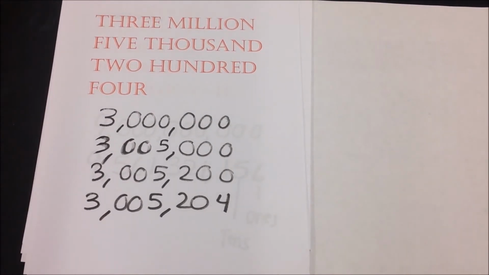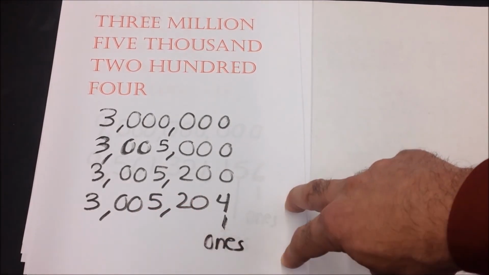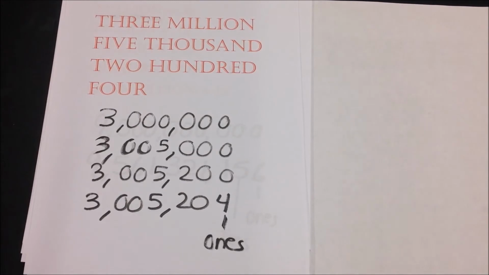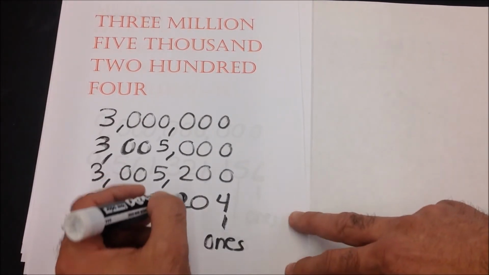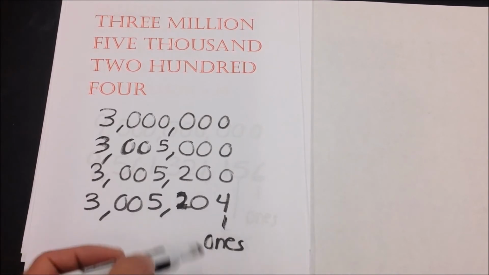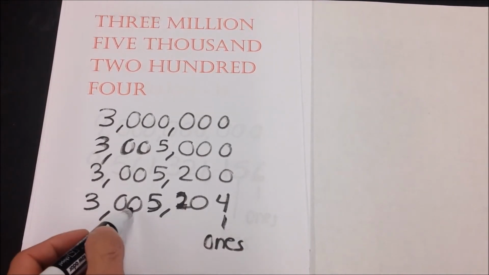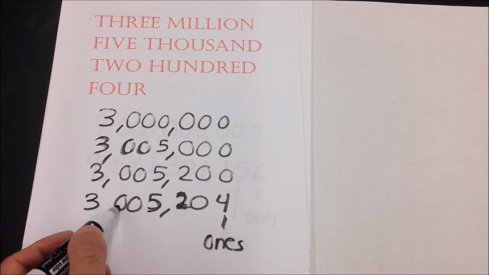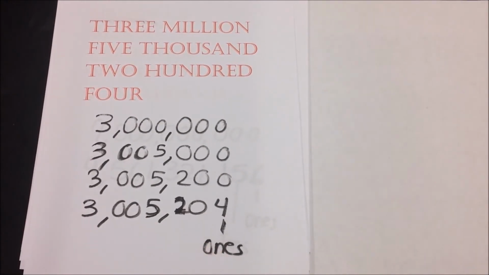Let's check out the place and the value. The 4 is in the ones place, and its value is 4. There's nothing in the tens place. The 2 is in the hundreds place, so its value is 200, and its place is the hundreds place. The 5 is in the thousands, so its value is 5,000. Its place is the thousands, so that's place and value. There's nothing in the 10,000s. There's nothing in the 100,000s. The 3 is in the millions place, and its value is 3 million.